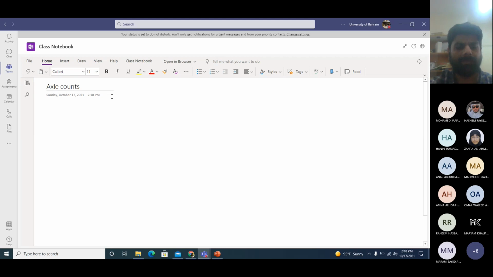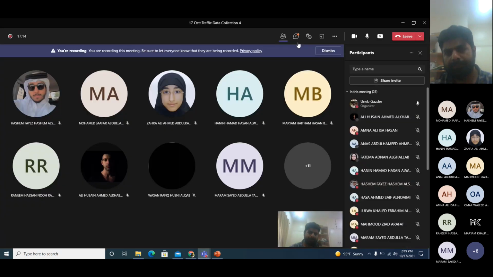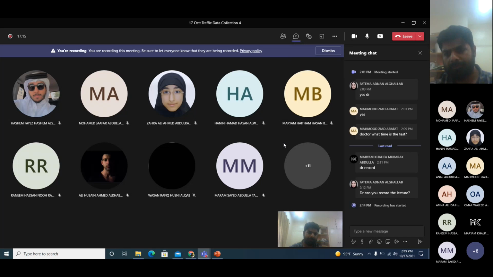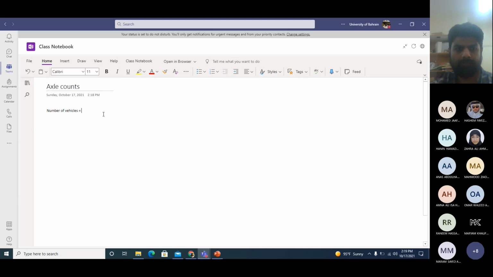So first of all, I need the number of vehicles observed in the manual study. How many vehicles observed in this study? So give me the total number of vehicles observed, which is basically the summation of the left hand side column. How much is it? 303. Then I need to find out how many axles observed in this manual study. Number of axles.